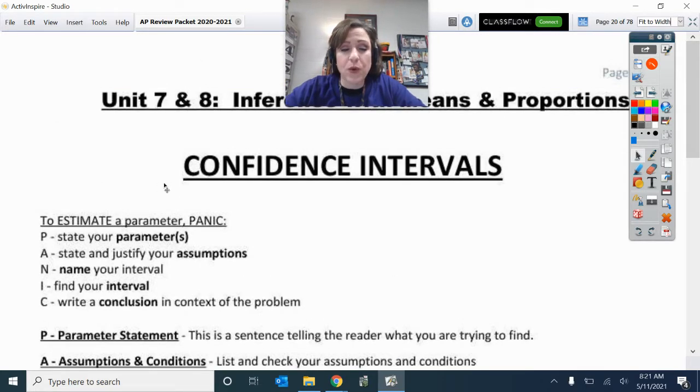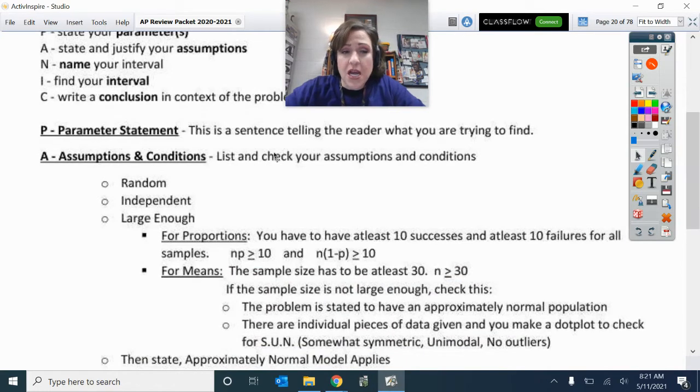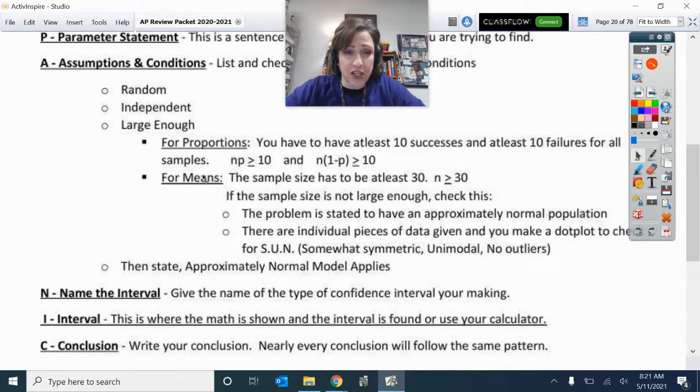With confidence intervals, that's when we are estimating a parameter, estimating the true proportion, estimating the true mean, or estimating whatever. So estimating an amount, and we do PANIC for that. When you do your conditions, your random, independent, your large enough, remember the proportions condition is at least 10 successes and at least 10 failures, but for means, you have at least 30, or the problem was stated to be approximately normal. So if your sample size is not large enough, go see: did they tell you the problem was approximately normal?